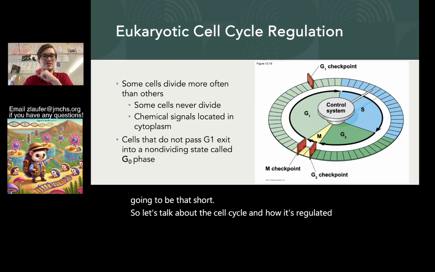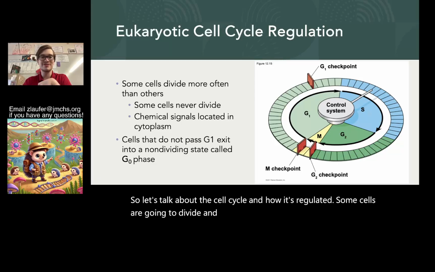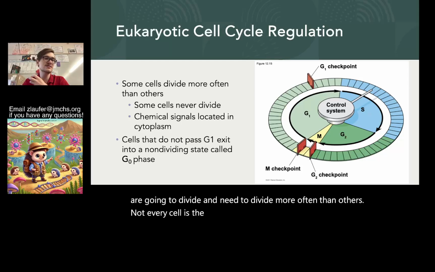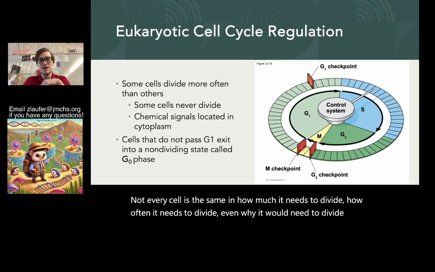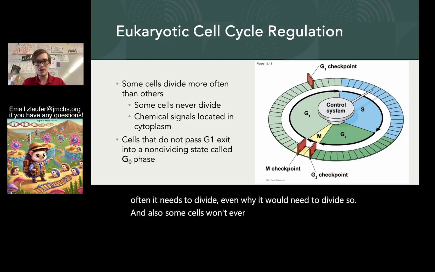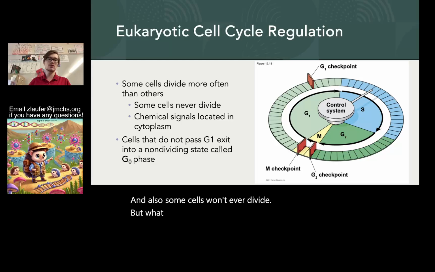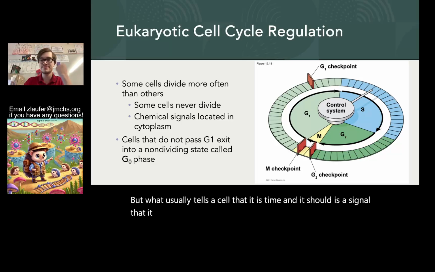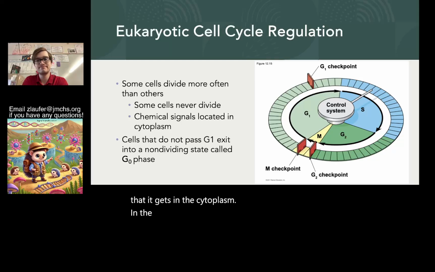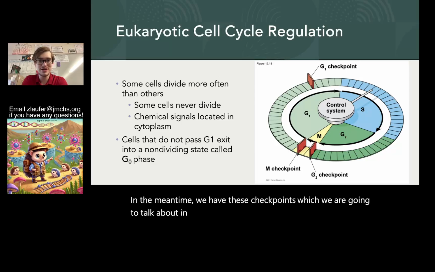Some cells are going to divide and need to divide more often than others. Not every cell is the same in how much it needs to divide, how often it needs to divide, even why it would need to divide. And also some cells won't ever divide. But what usually tells a cell that it is time and it should is a signal that it gets in the cytoplasm. In the meantime, we have these checkpoints, which we are going to talk about in detail in a bit.